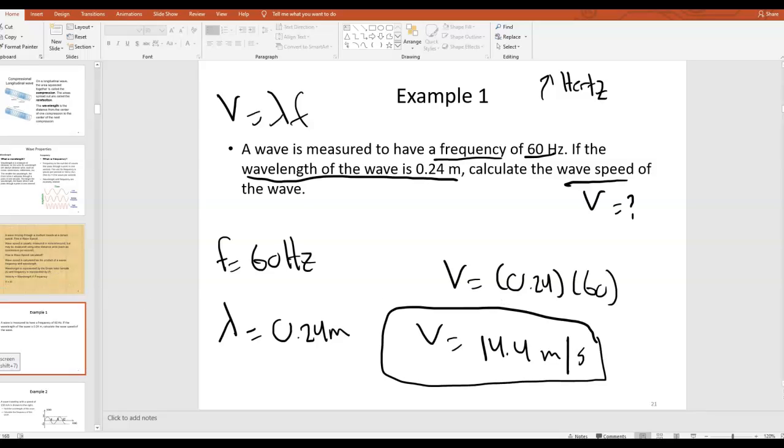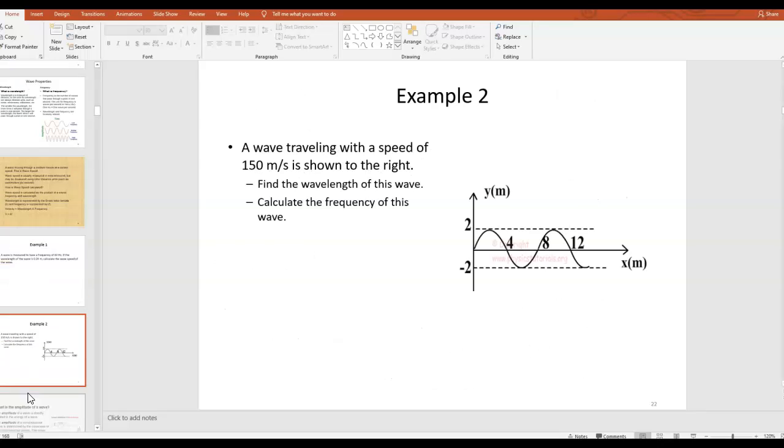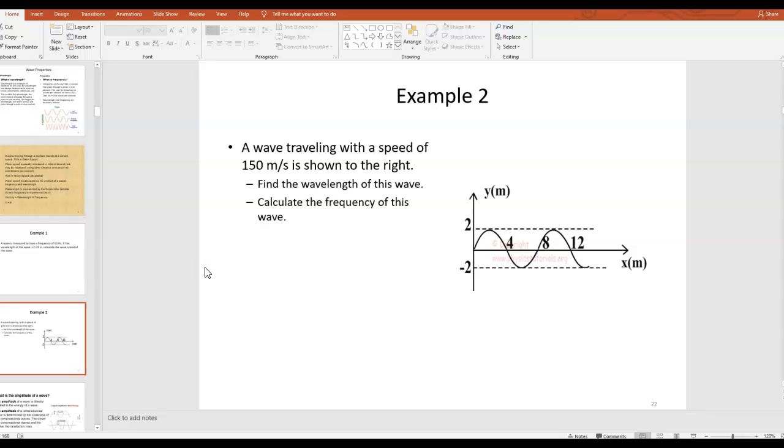Okay, so I'm going to erase. Take a look at example 2. Example 2 says a wave is traveling with a speed of 150 meters per second to the right. Now, just based off of the units, I know right away that this has to be v. Nothing else in this unit has units of meters per second except for wave speed or wave velocity. Now, the first one says find the wavelength of this wave. Now, your first instinct might be to say, oh, I should just use the wave equation and solve for wavelength. But the problem is I actually don't have the frequency.